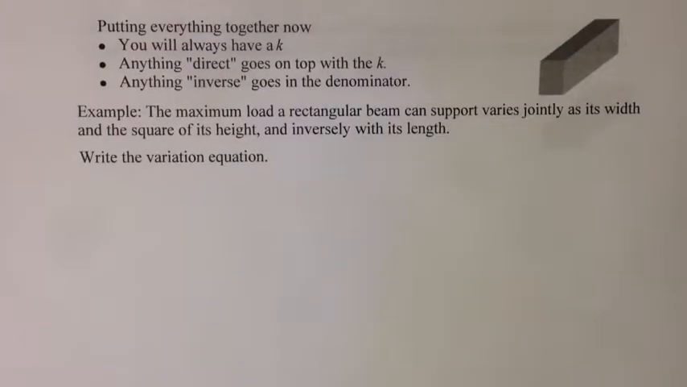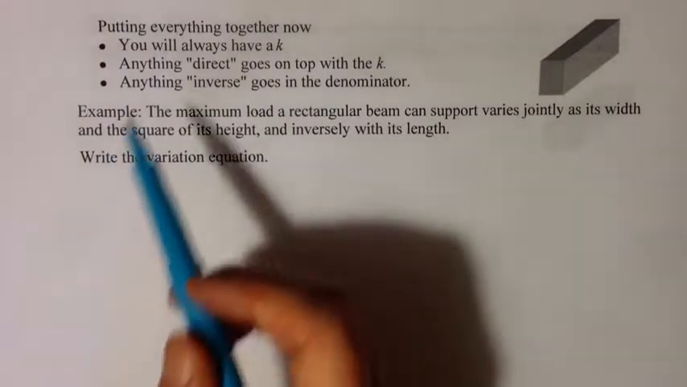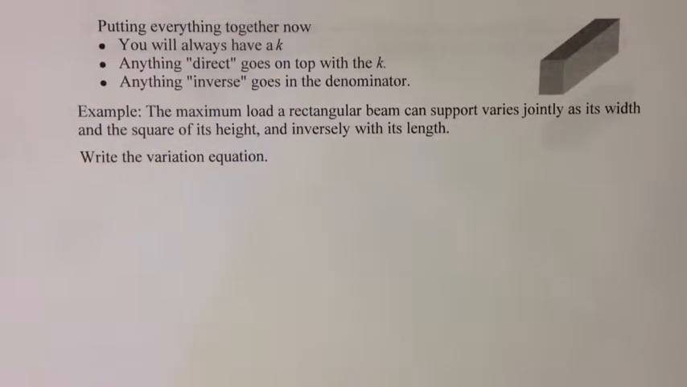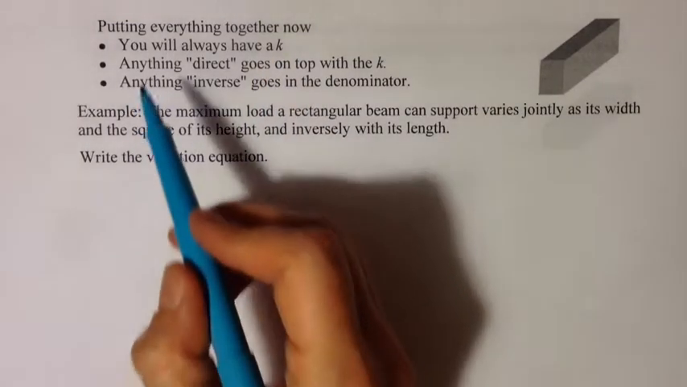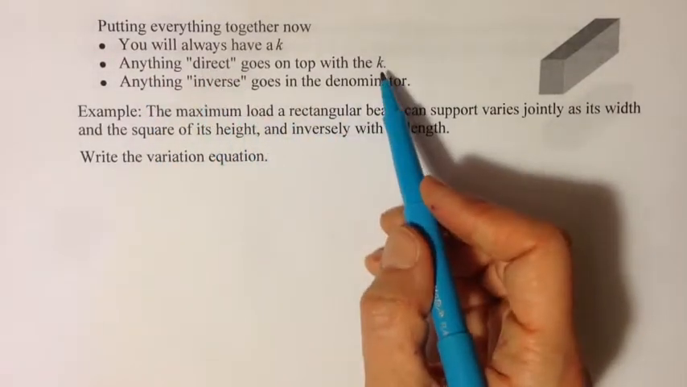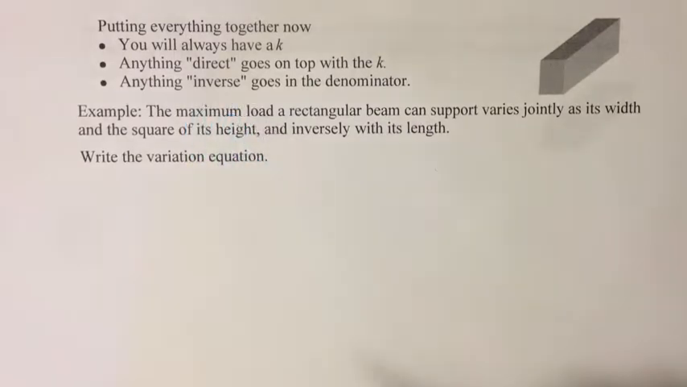Now we're going to do one big example where we put everything together. There's 3 things that'll help you out when you're working on these problems. You're always going to have a K, and the K is always going to be on the top of the fraction if there's a fraction. Anything that varies directly or is direct in any way will go on top with the K, and anything that is inverse is going to go in the denominator underneath the K.